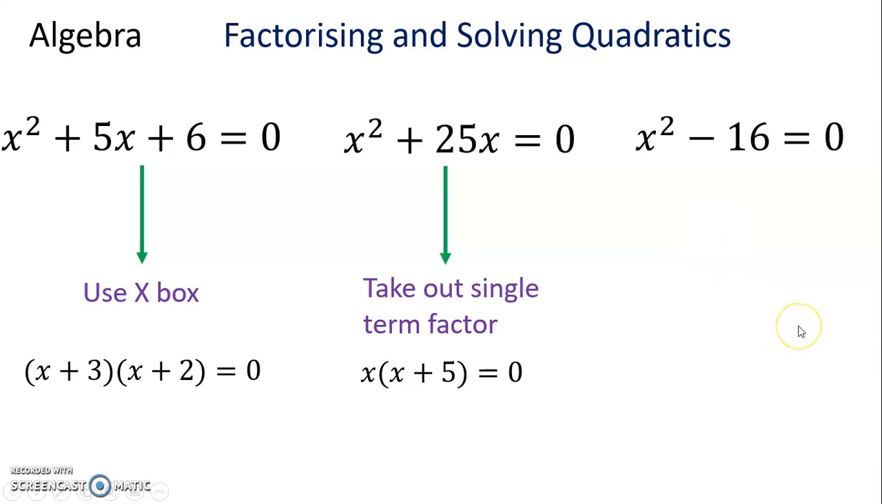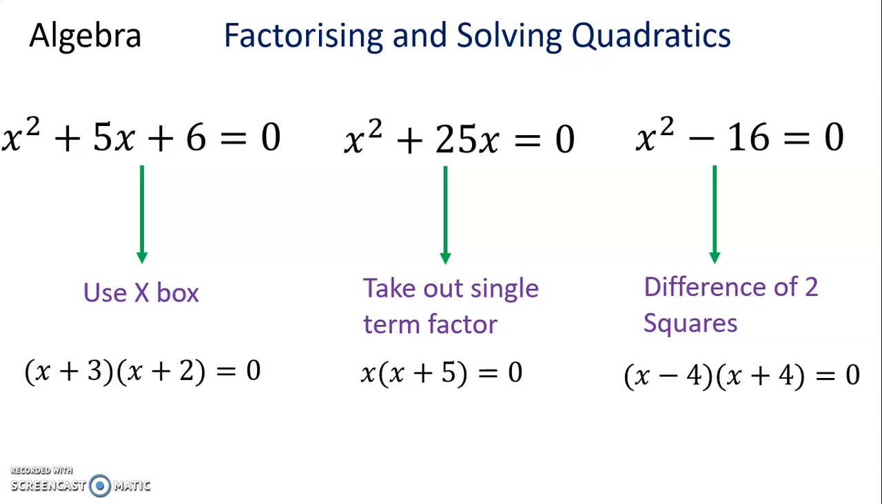And then finally, this last one that has no x term, it's got an x squared and it's got a constant. This is the difference of two squares. Now, again, you can use the x box for that, but there is no need, because you should know that this is always going to factorise with the square roots of both of the parts in the brackets. So x subtract 4 and x add 4. And then we can go on to solve this. We know that either x equals 4 or x equals negative 4.